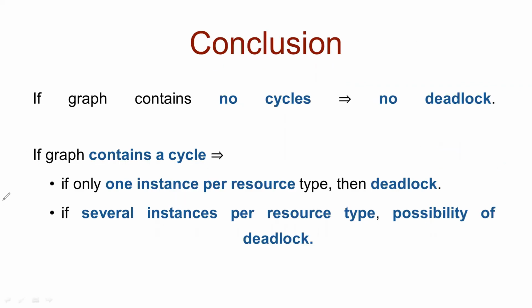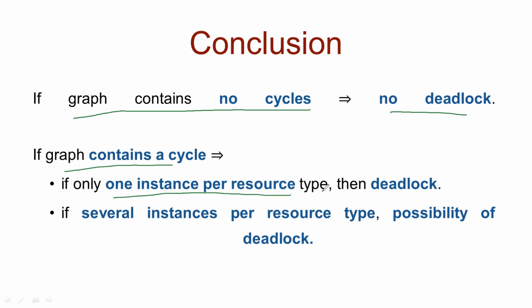Sometimes we say that there was a cycle, so there is deadlock. And in the next example, I say there was a cycle, but there is no deadlock. So what is the conclusion? The conclusion is, if the graph has no cycle, no deadlock. But if the graph has a cycle and there is only one instance per resource, then definitely there is deadlock.